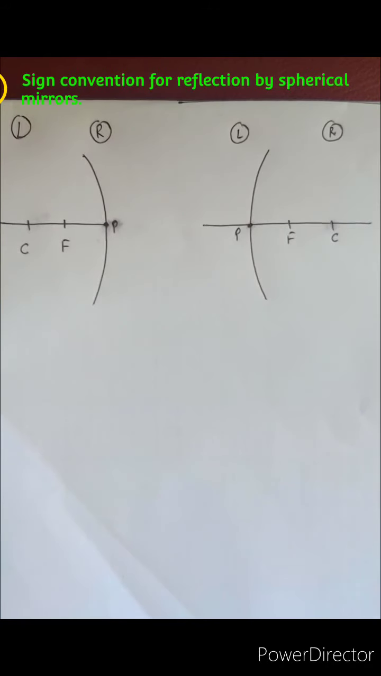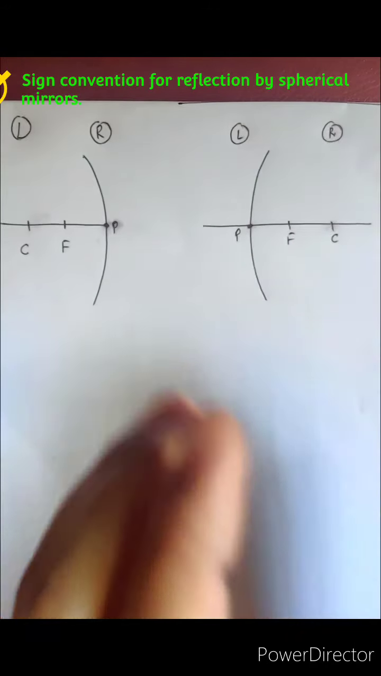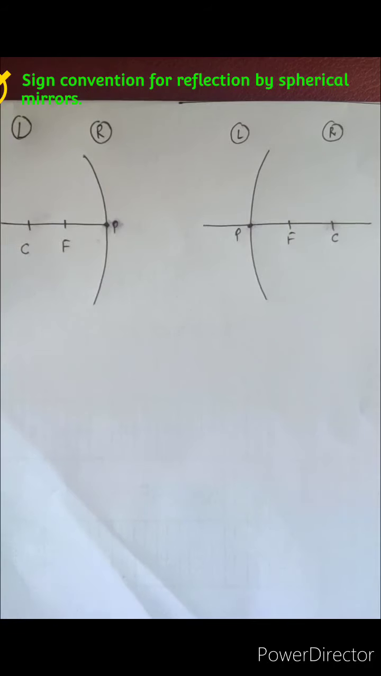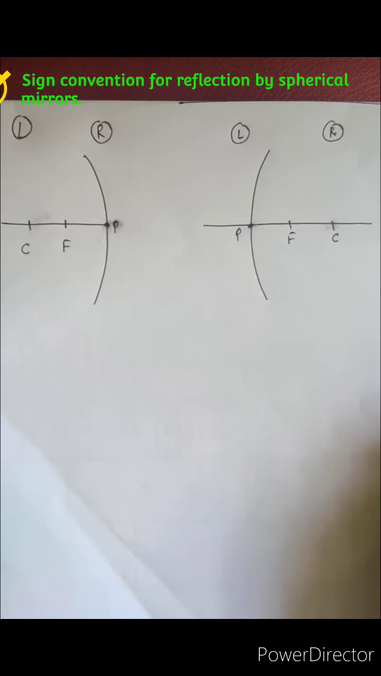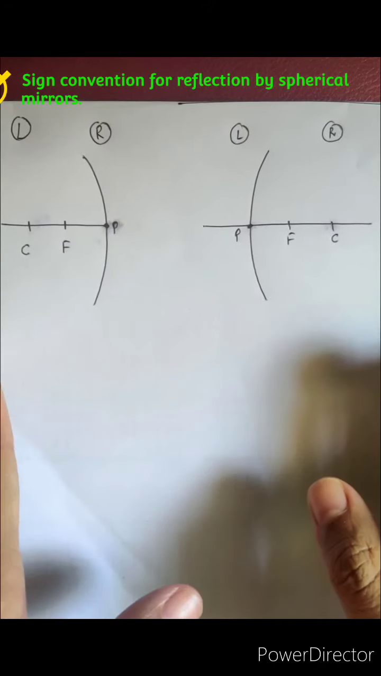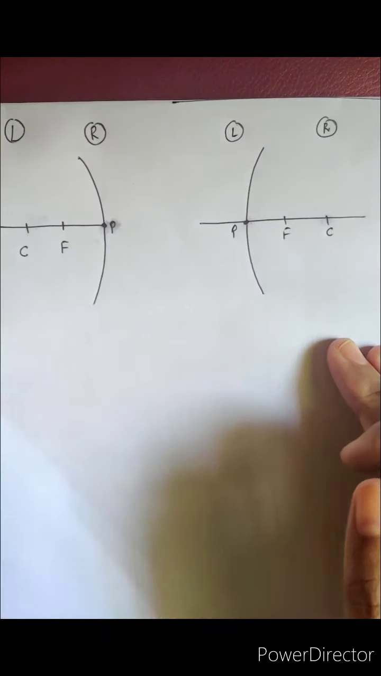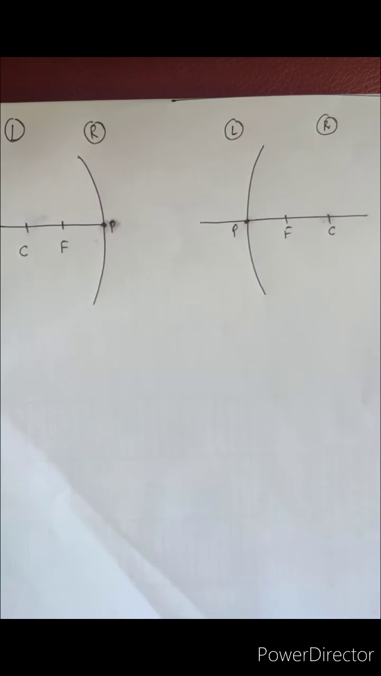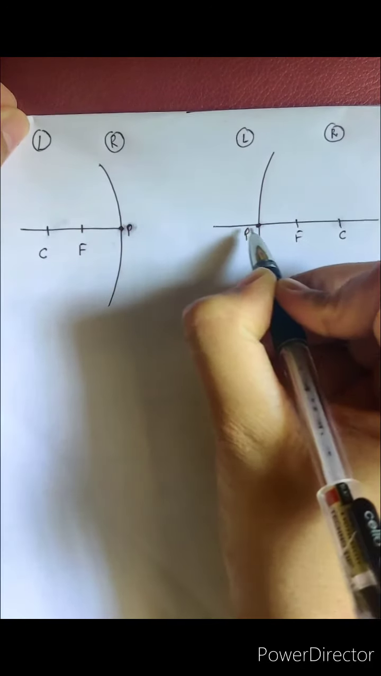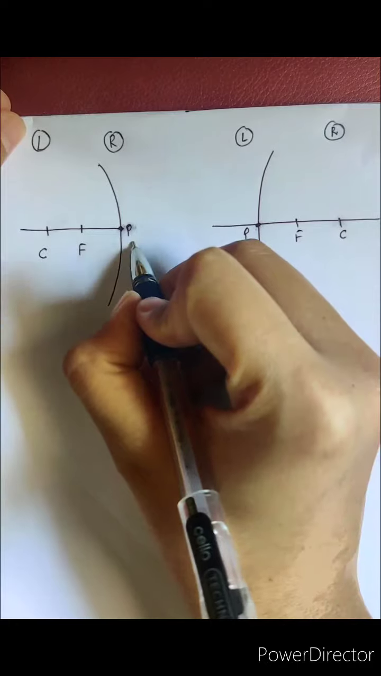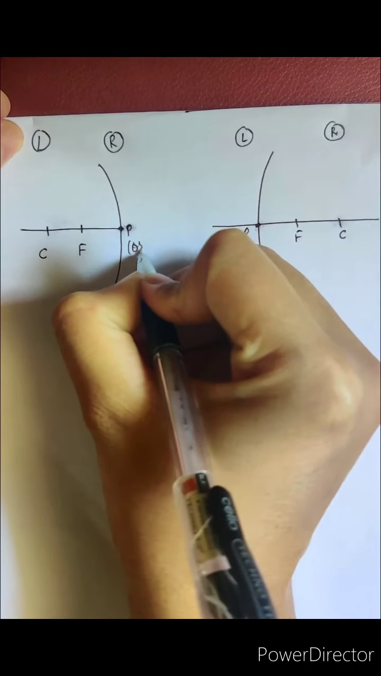So now moving on to the last part of the chapter, that is sign convention for reflection by spherical mirrors. While dealing with the reflection of light by spherical mirrors, there are some sets of sign conventions, also known as new Cartesian sign conventions, that are supposed to be followed when we are doing the numericals related to ray optics. Always remember that in this convention, this P, that is the pole of concave as well as convex mirror, will be acting as an origin.